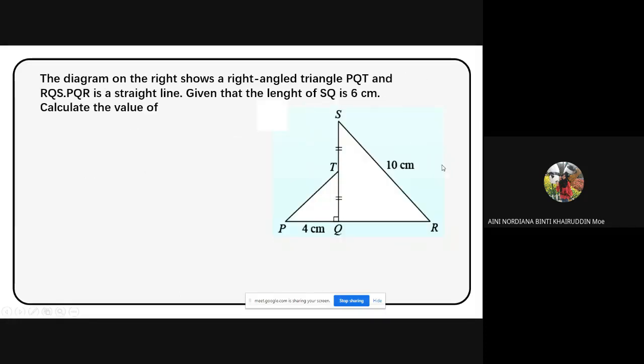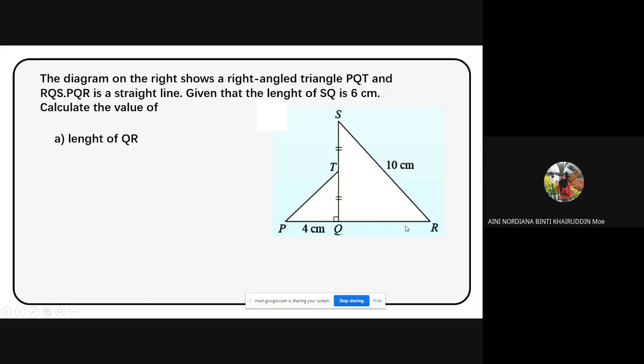Next, look at this diagram. The diagram on the right shows right angle triangles PQT and RQS. PQR is a straight line. Given that the length of SQ is 6, calculate the value of the length of QR. So QR is here.